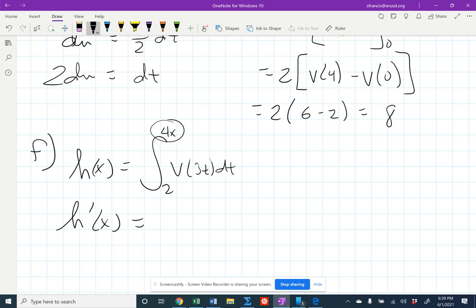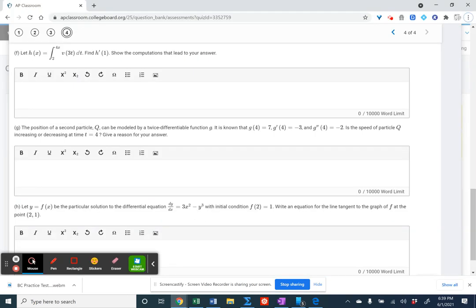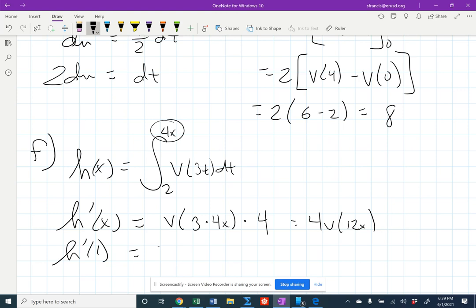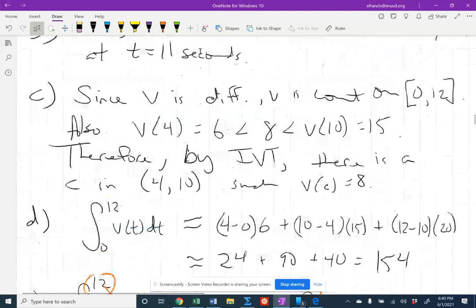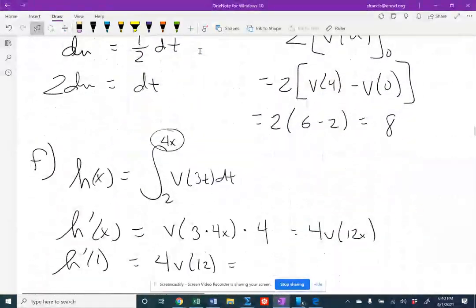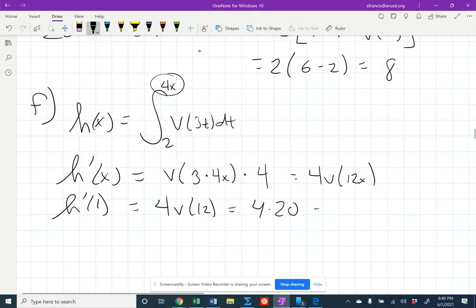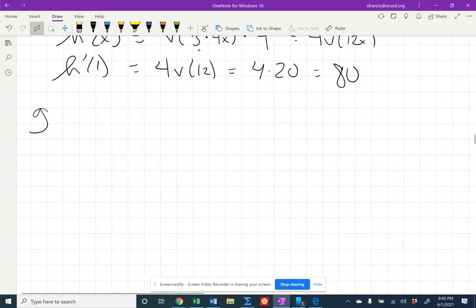There's a chain rule since we have 4x here. But I got to plug in the 4x for t and then multiply by the derivative of 4x, which is just 4. So this is going to be 4 times v of 12x, and so h prime of, it's got to be 1, right? So h prime of 1 is going to be 4 times v of 12, and v of 12 was 20. So this will be 4 times 20, which is just 80.